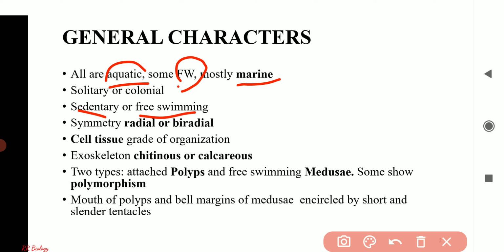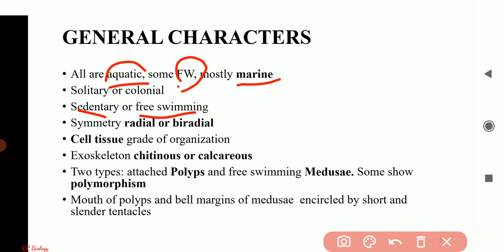If we talk about their symmetry, please do focus on this: all these features you can easily guess by merely looking at the animal. When we are looking at the specimen, you can easily guess each and every feature written here. Symmetry may be radial or biradial. I think you know this very well, what is radial and what is biradial.